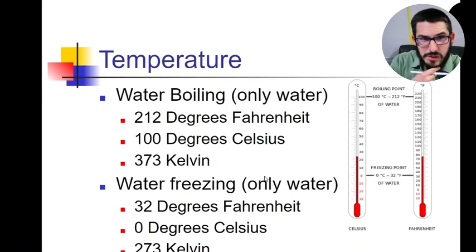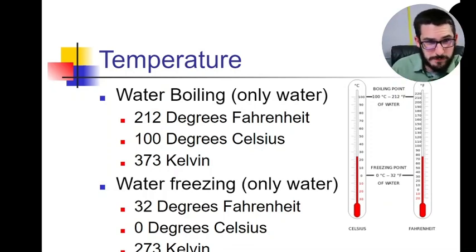So temperature, water boiling, only water, is 212 degrees Fahrenheit, 100 degrees Celsius, and 373 Kelvin. Okay, so those are boiling water temperature. Then freezing point for water, only water, not mixed with anything else, is 32 Fahrenheit, 0 degrees Celsius, and 273 Kelvin. Notice there's no degrees on the Kelvin.